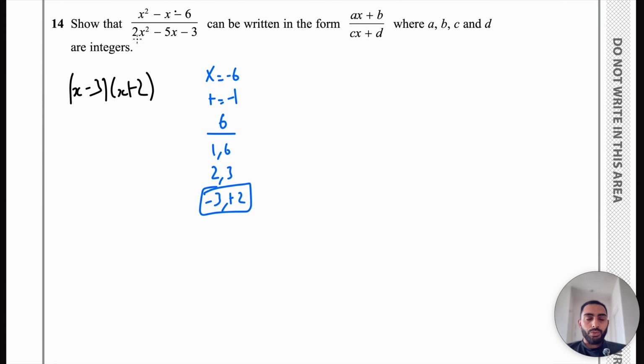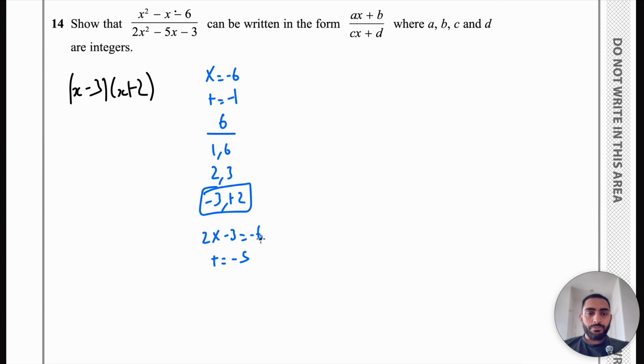Let's do the denominator. I can see this 2 is a prime number, so that means in the brackets, I'll have 2x and x. And this 3 is also a prime number, so I'm going to have 1 and 3. Let's just imagine we don't spot that. We'll just do it the normal way. So 2 multiplied by negative 3 would be negative 6. So we're looking for two numbers that multiply to make negative 6 and they add to make negative 5.